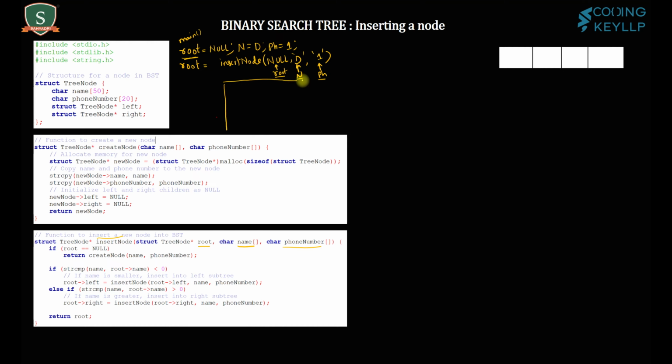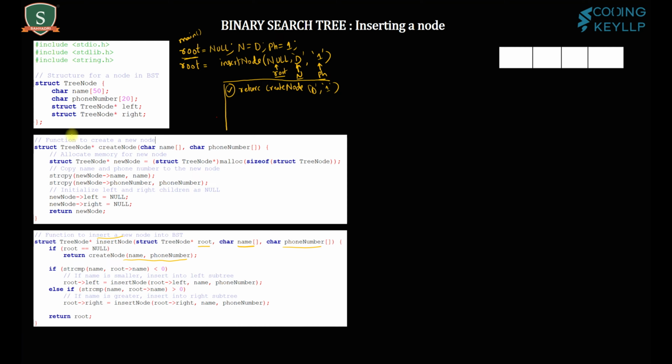Next, inside the insert node method, what is happening? If root is equal to null, the condition is successful. So if root is equal to null, what are we doing? We are returning the value from create node. So what are the values that create node is taking? Create node is taking name and phone number. Name is D, phone number is 1.